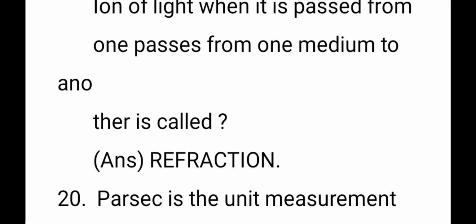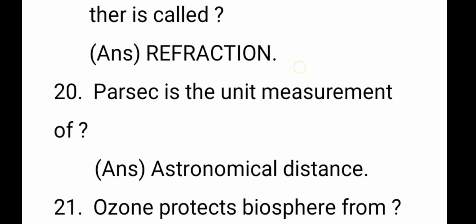So the most important question we have to repeat one more time. The optical fibers are working under the principle of total internal reflection. Okay. Next question.